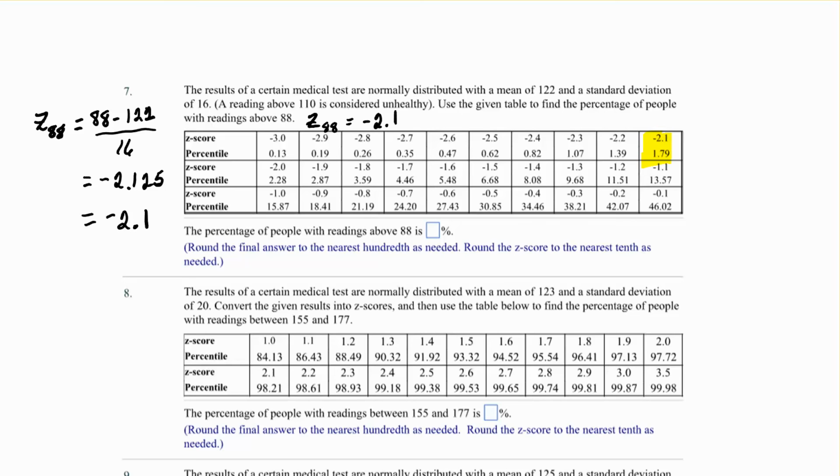And it said the word above. Now, 1.79% are below that. That means the rest of them are above. So I will have 100% minus 1.79%, which means that I get 98.21% are above that.